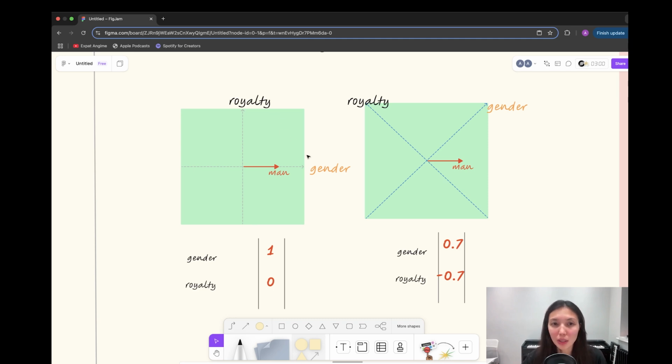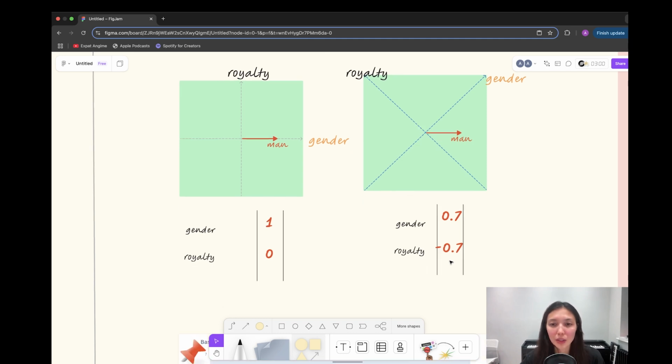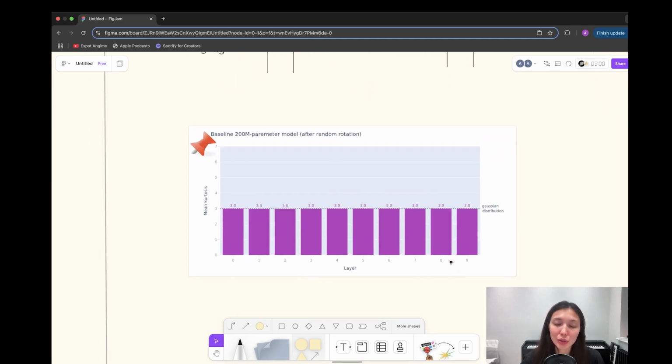So it's like 2D with basis corresponding to some meaningful features like gender and royalty, with a man as an activation vector. You can see that it has a very high value for gender and 0 value for royalty. So it's basis aligned. But if we rotate the basis, change it, you can see that the values are equally distributed along basis directions. And if we plot, after doing the rotation to transformer activations, we calculate the kurtosis again and plot its values, you can see that the values are again 3. So this signals that activation vectors are Gaussian distributed.